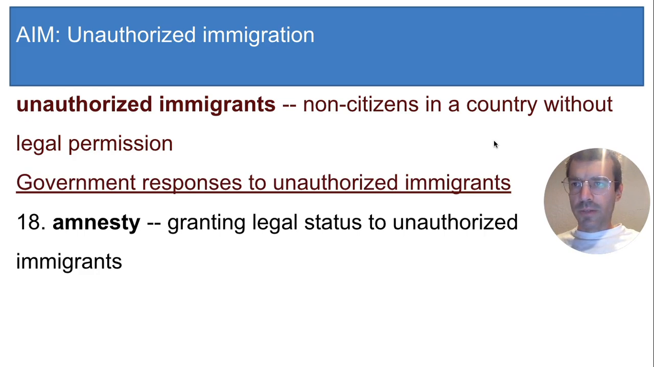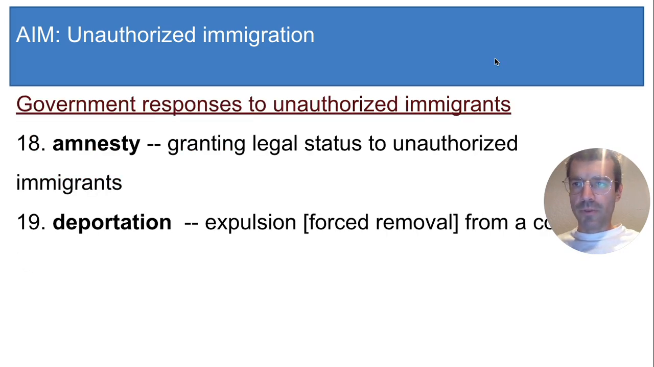One possible response is called amnesty. Granting amnesty means that the government forgives the crime of illegal entry and gives the immigrant legal status. Often, amnesty is a path of several steps that immigrants must follow to remain in the country, with the final step being obtaining citizenship.